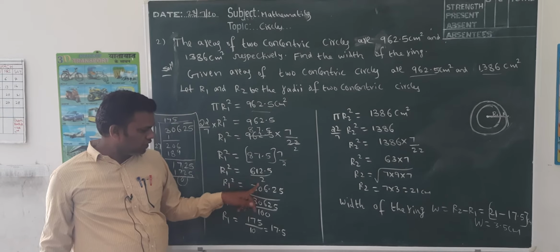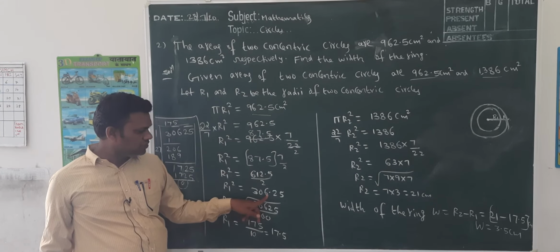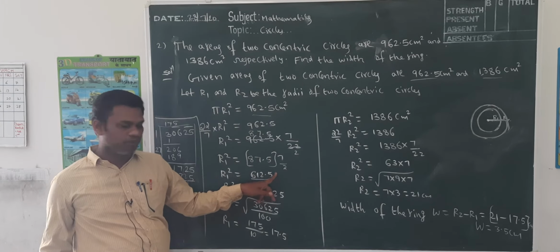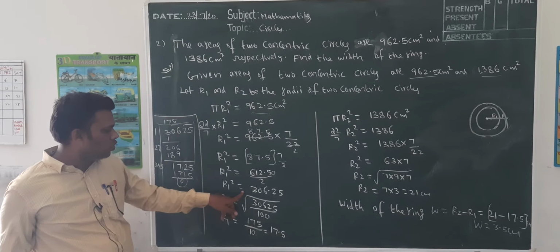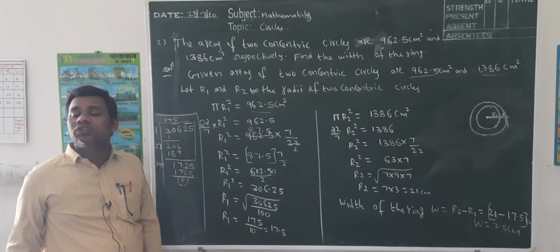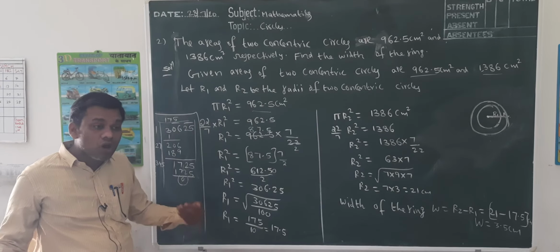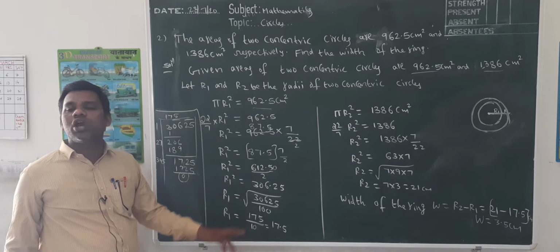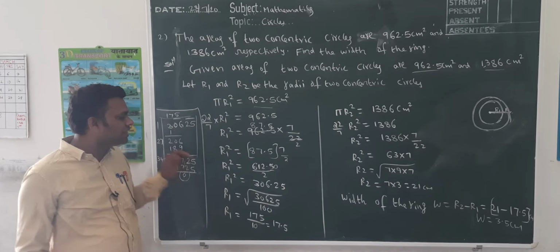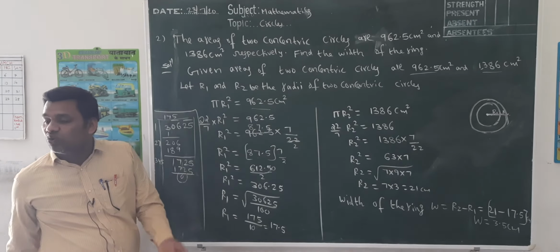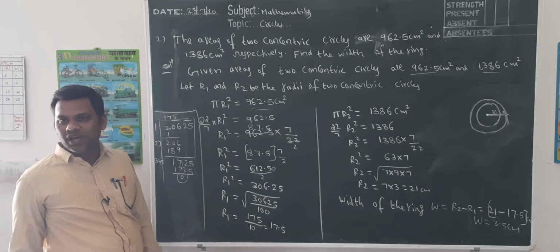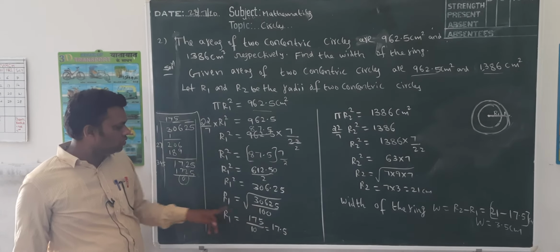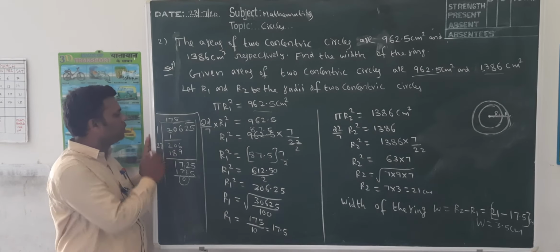2 30s are 60, again 2 6s are 12, point 50, here 50, that is 25. So now r1 square equals 306.25. I want r1. r1 means square root of 306.25, that is 30,625 upon 100, removing the decimal. See now, 30,625. We know the method.